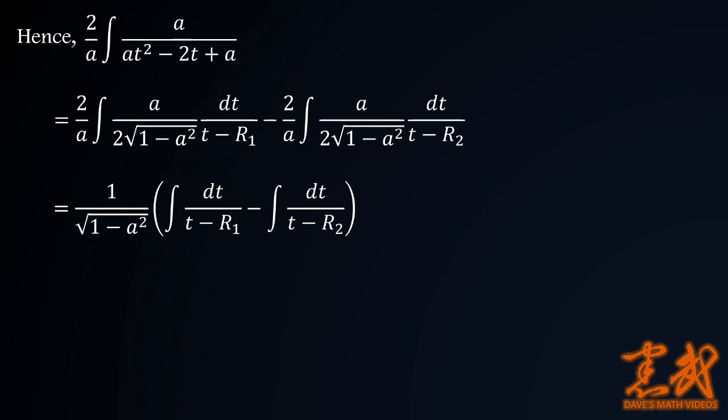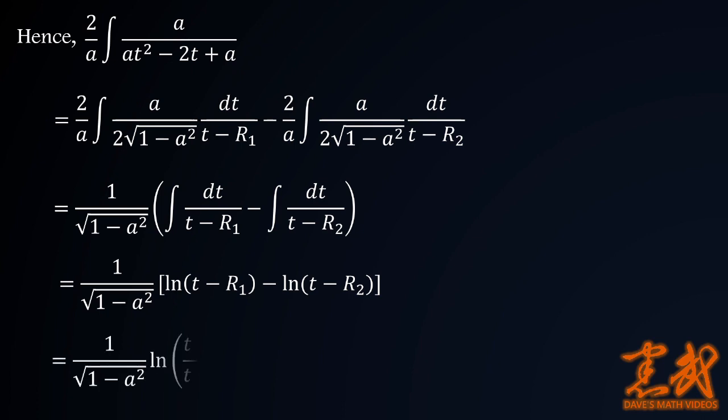After doing some algebra and canceling things out, we get 1 over the square root of 1 minus a squared times the integral of 1 over t minus r1 minus the integral of 1 over t minus r2. Using the simple integration rule, we get 1 over the square root of 1 minus a squared times the natural log of t minus r1 minus the natural log of t minus r2. We can then combine the logs to get 1 over the square root of 1 minus a squared times the natural log of the quantity t minus r1 over t minus r2.